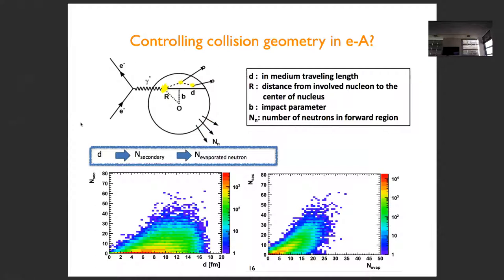So you go through the nucleus, right? Then you hit one nucleon or something at some point, and this kicks out a bunch of other stuff. This is all the slow process. So I don't understand. So the more you hit, the more secondaries you have, or the less? No, not more hit. So this distance. The more you travel, the more you. Exactly. That's the key point.